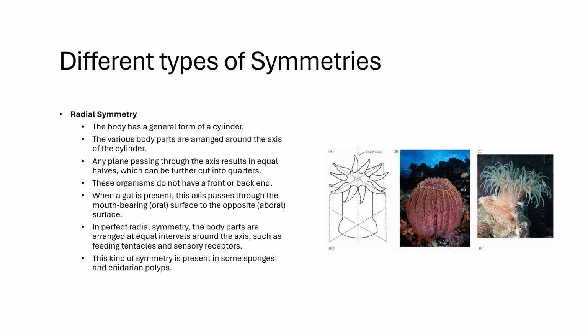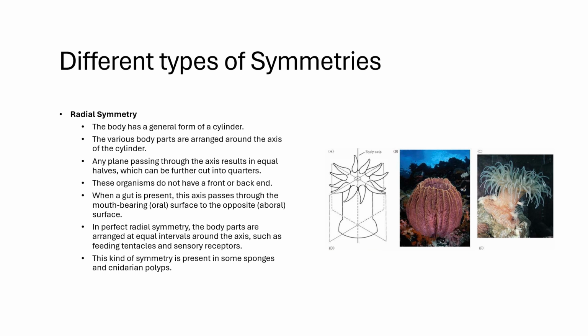Any plane that is passing through the axis results in equal halves, which can be further cut into quarters. As you can see in the diagram, you can take a plane and cut the organism into two equal halves by passing that plane through the axis, and you can do it in various ways. And next, these organisms do not have a front or a back end. They have two openings, like top or bottom, but there is no anterior or posterior end to these organisms.